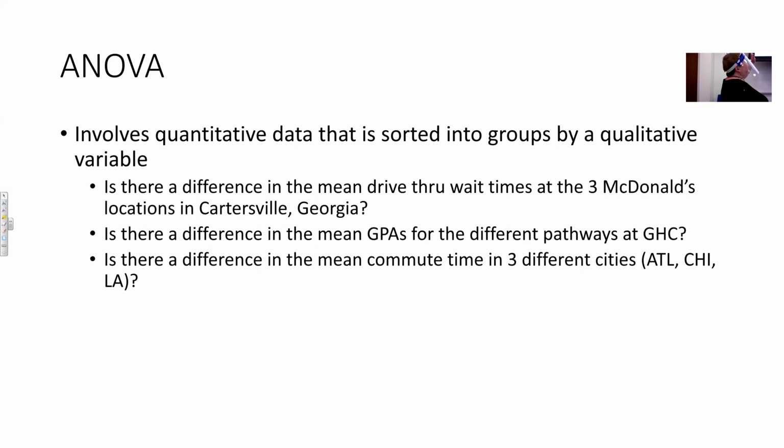Another example is the mean commute times in 3 different cities. So if we took, say, Atlanta, Chicago, and LA, and we looked at the mean commute times for people. Again, time would be a number, which is quantitative, and the city is a word, which is qualitative.